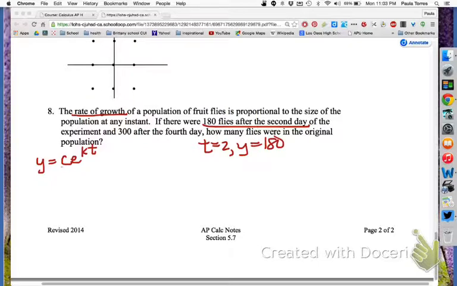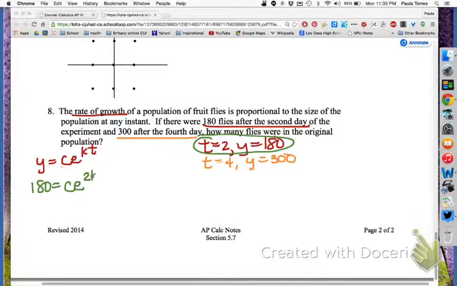And when time is 4, y is 300. So I'm going to start with the first one. And if I plug that in, I'll have 180 equals c e to the 2k. And normally I would solve for c first, so if I solve for c, it looks like this.